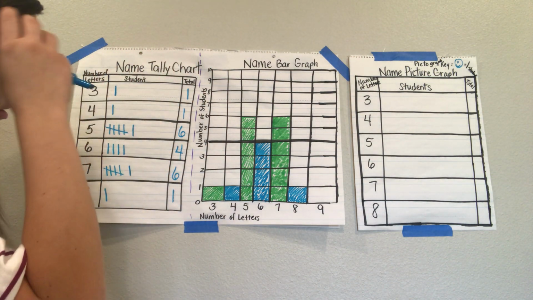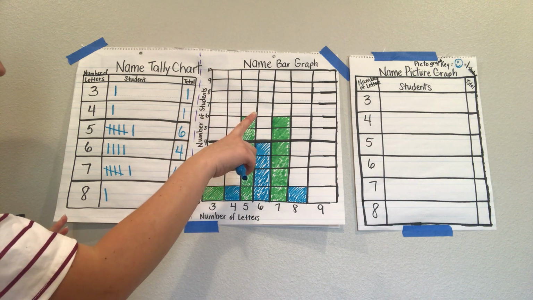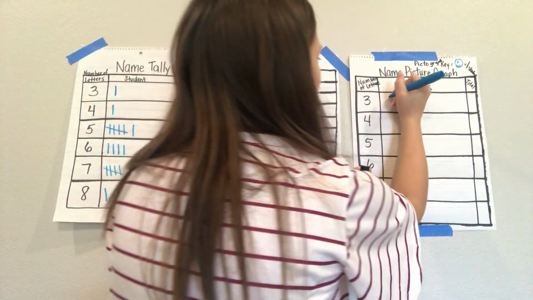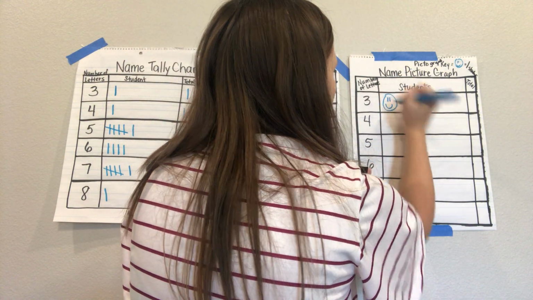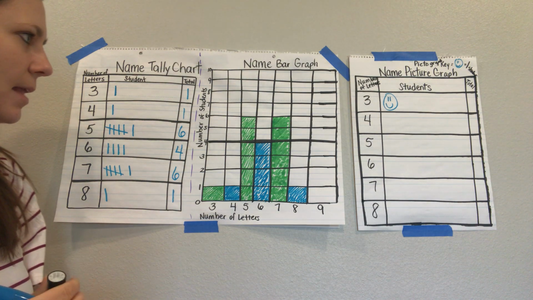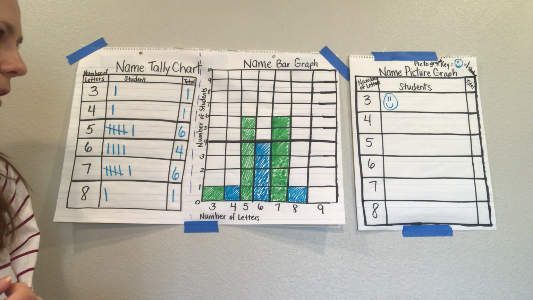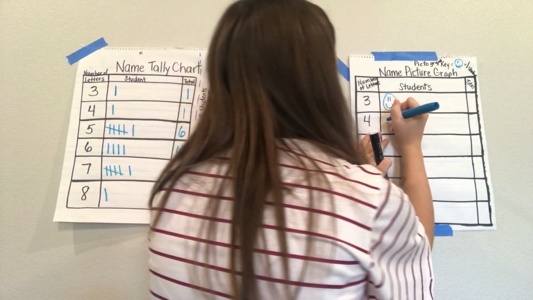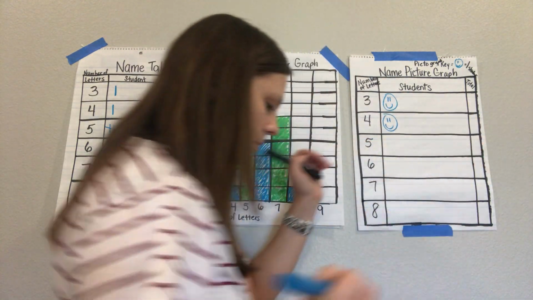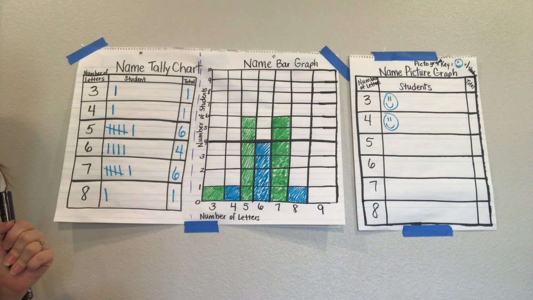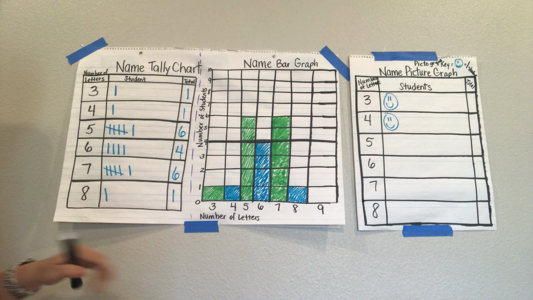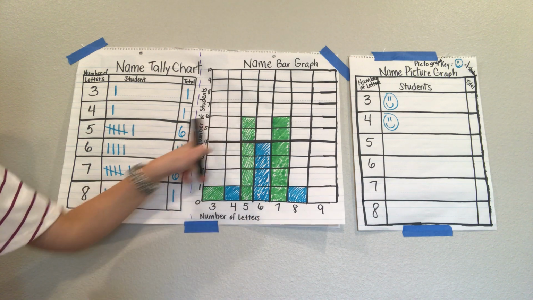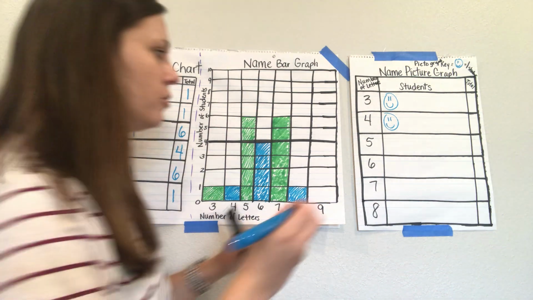Okay, number of letters. How many students had 3 letters in their name? We only had 1 student with 3 letters. So I'm just going to do 1 smiley face. How many students had 4 letters in their name? 1 student. So again, just 1 smiley face. How many students had 5 letters in their name? That was a big one, remember? 5 letters, there were 6 students. So I'm going to have to draw 6 smiley faces.